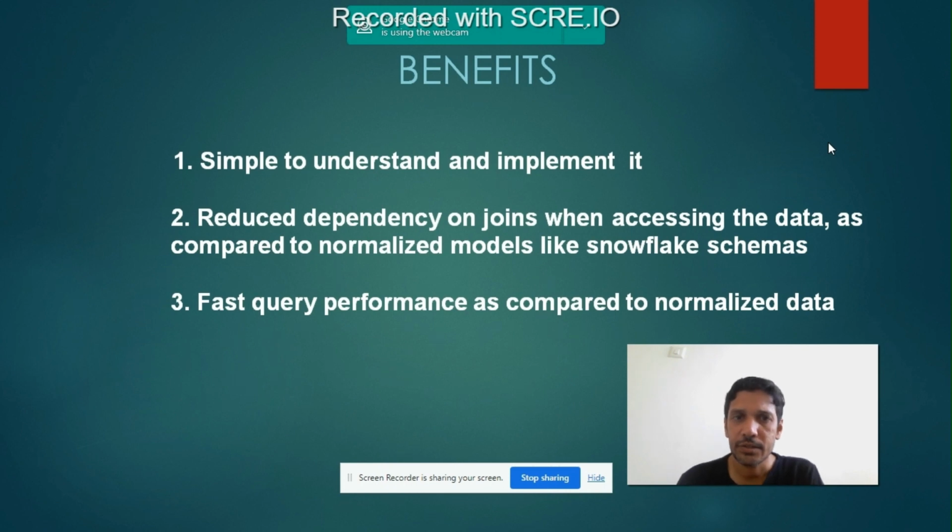So what are the benefits? It is very simple to understand and implement. It also reduces dependency on joins. You don't need to do many joins because you have multiple dimension tables separately. So while accessing the data, you don't need to depend on any join. As compared to normalized models, it is very simple. It also has fast query performance as compared to normalized data.